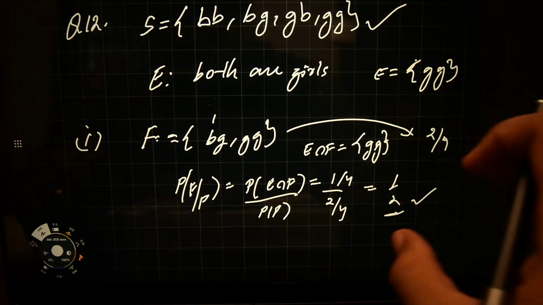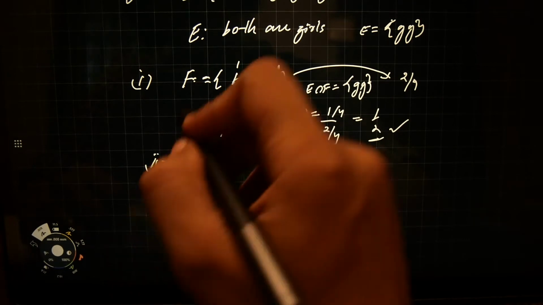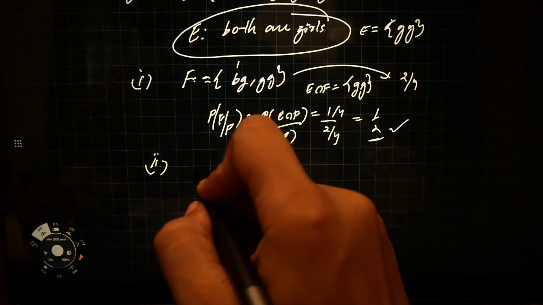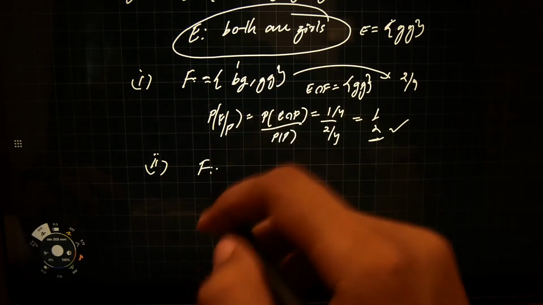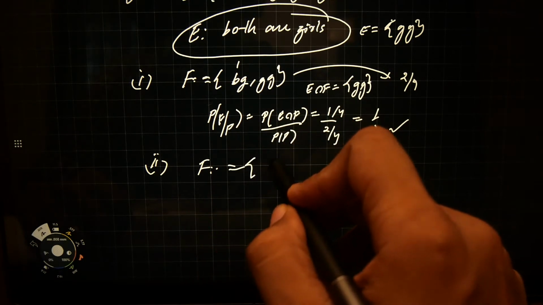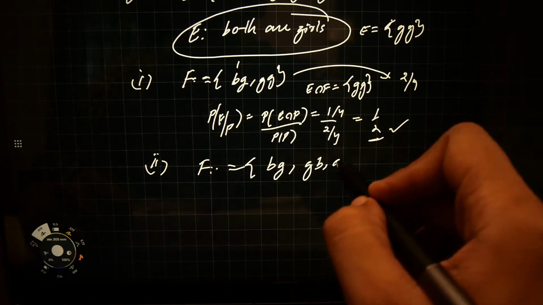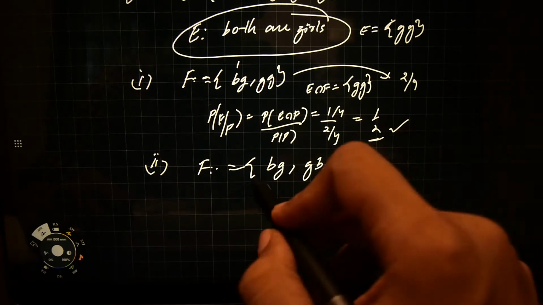Is there a second part? Yes, there is a second part. It says at least 1. So this is the probability you have to find out still, but the given condition changes. That is, at least 1 is a girl. So what are the possibilities? BG can be there, GB can be there, or GG. At least 1 is a girl.